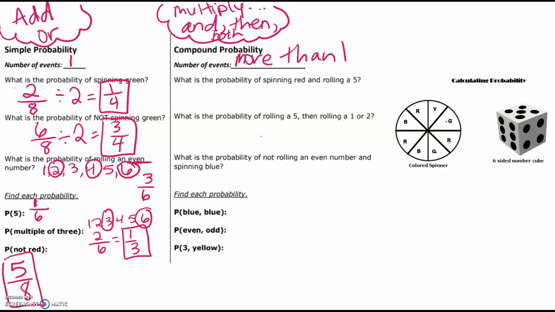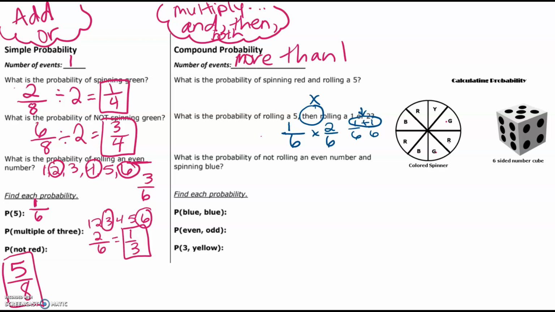But the probability of rolling a 5 is 1 out of 6, because there's 1 five out of the 6 sides on the die. Okay, so then the word then tells us to multiply, so times rolling a 1 or 2. Well, each one of these is 1 out of 6, so you have 1 chance out of 6 and 1 chance out of 6. So when we have or, it's add. Okay, so 1 plus 1 gives us 2 out of 6 chances.